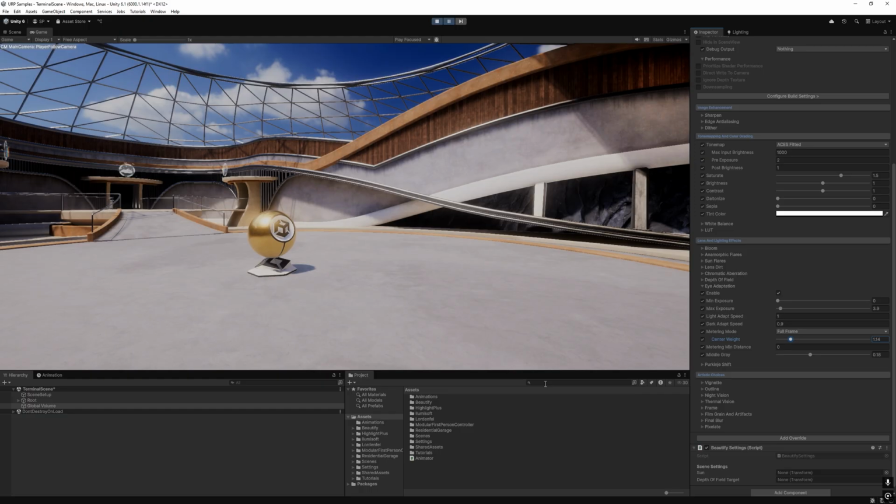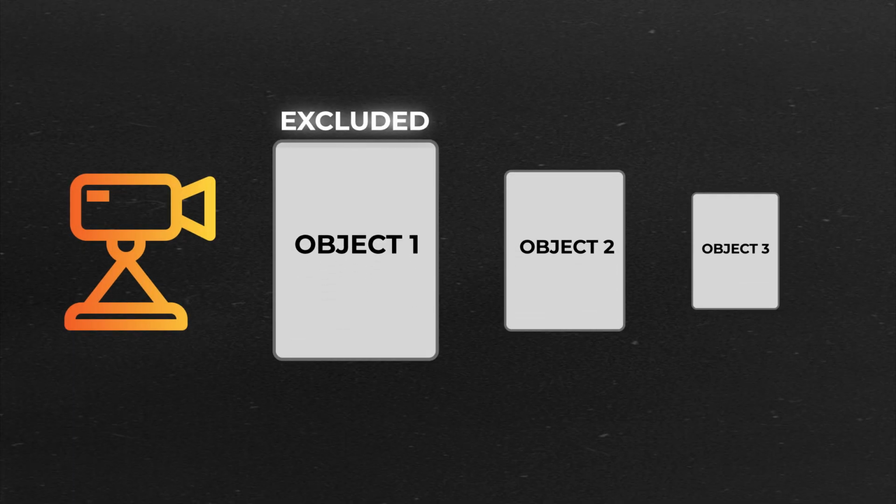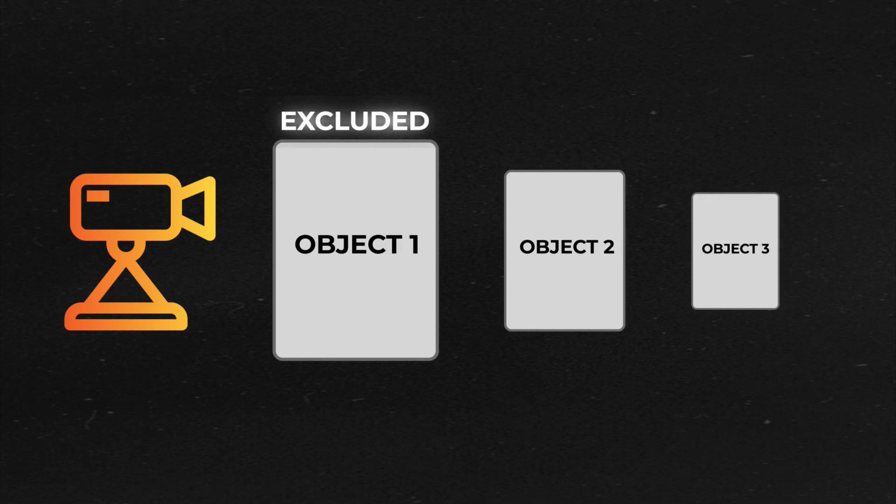Mask mode lets you manually control which pixels affect the exposure calculation using custom masks. Perfect for complex scenes where you want precise control, as the alpha channel determines the weight at pixel level. Here's a cool option, metering minimum distance. This excludes objects right next to your camera from the calculation. No more wonky exposure caused by that torch you're holding or bright UI elements.